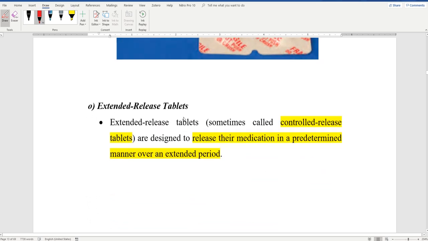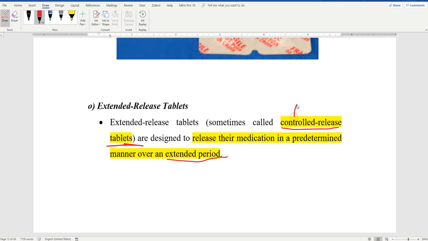Extended release tablets. What are extended release tablets? Here the tablet or the drug release will be happening over a longer period of time than usual. That means I am applying a feature to the tablet, whether coating or something else, that allows the medication to be released over an extended period of time. That's why sometimes it's referred to as sustained release tablets, sometimes it's referred to as controlled release tablets.